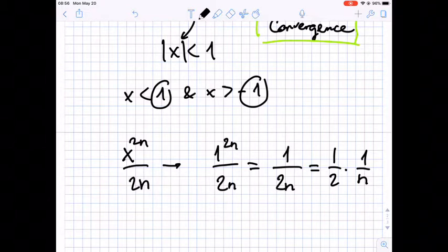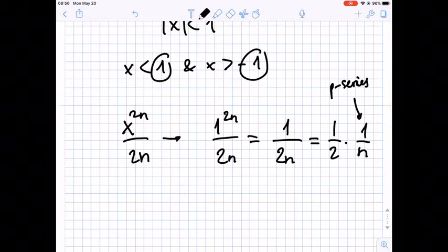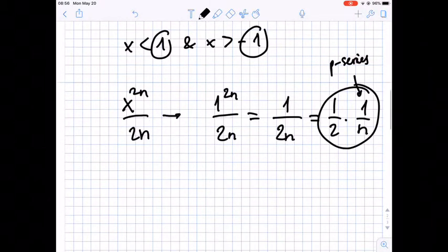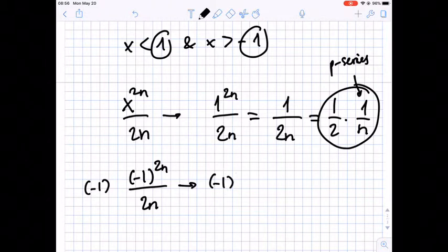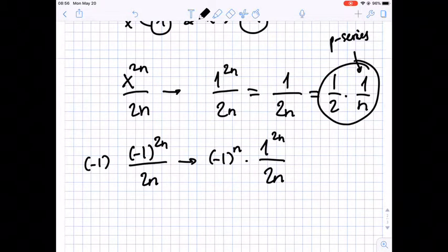If you remember from the convergence tests, 1/n is a harmonic series, and with our p-series test, 1/n diverges, therefore this whole thing diverges. So x does not converge at 1. If we do it at -1, we will have -1 to the power of 2n over 2n. That is just -1 to the n times 1 over 2n.